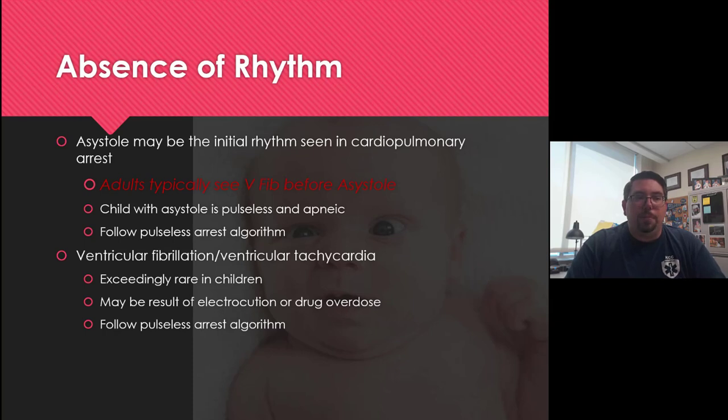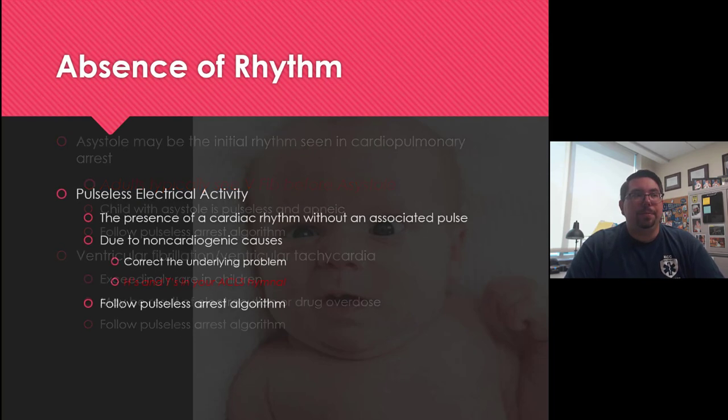Typically, we're going to follow the pulseless cardiac arrest algorithm per the American Heart Association. And if we need to be worried about ventricular fibrillation or ventricular tachycardia, we know that it's extremely rare in children, but a lot of times it has to do with electrocution or a drug overdose. And then make sure that you follow the appropriate pulseless algorithm for that arrest.